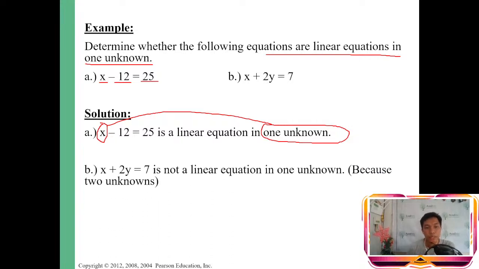Letter B, x plus 2y equals 7 is not a linear equation in one unknown because it has two unknowns. We have the x and the y. If we have two unknowns, that means it is a linear equation in two unknowns. But here we are learning about one unknown, which means only one. So I repeat again, one unknown means only one.